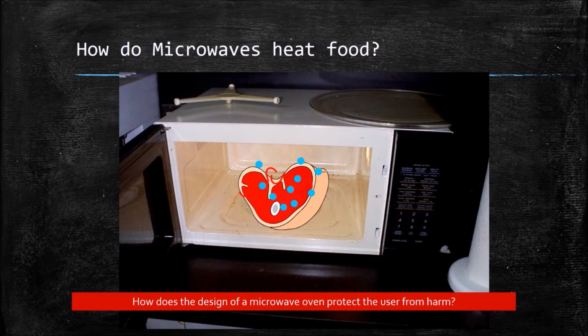But by producing radiation from a microwave, it has to have a design feature to make sure that it does not actually harm people using it, and this is done by the mesh in front of your microwave.